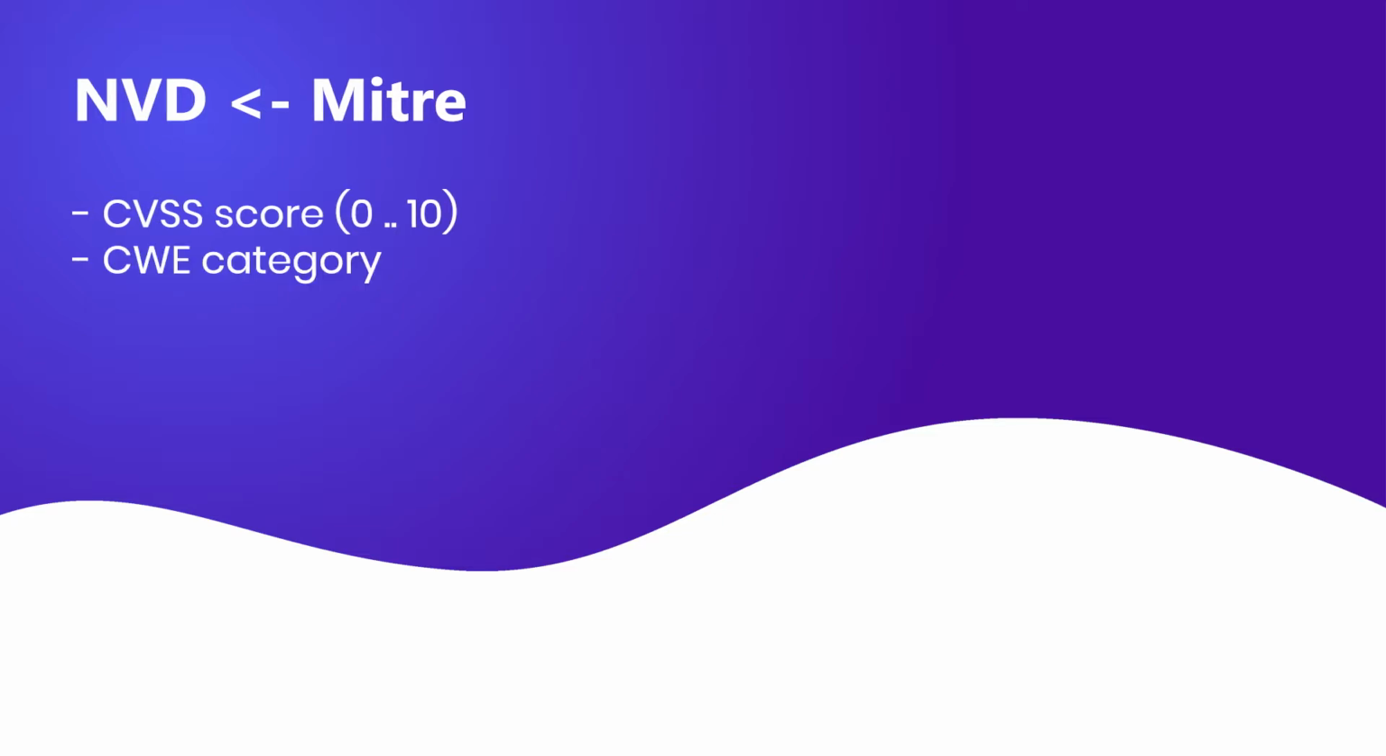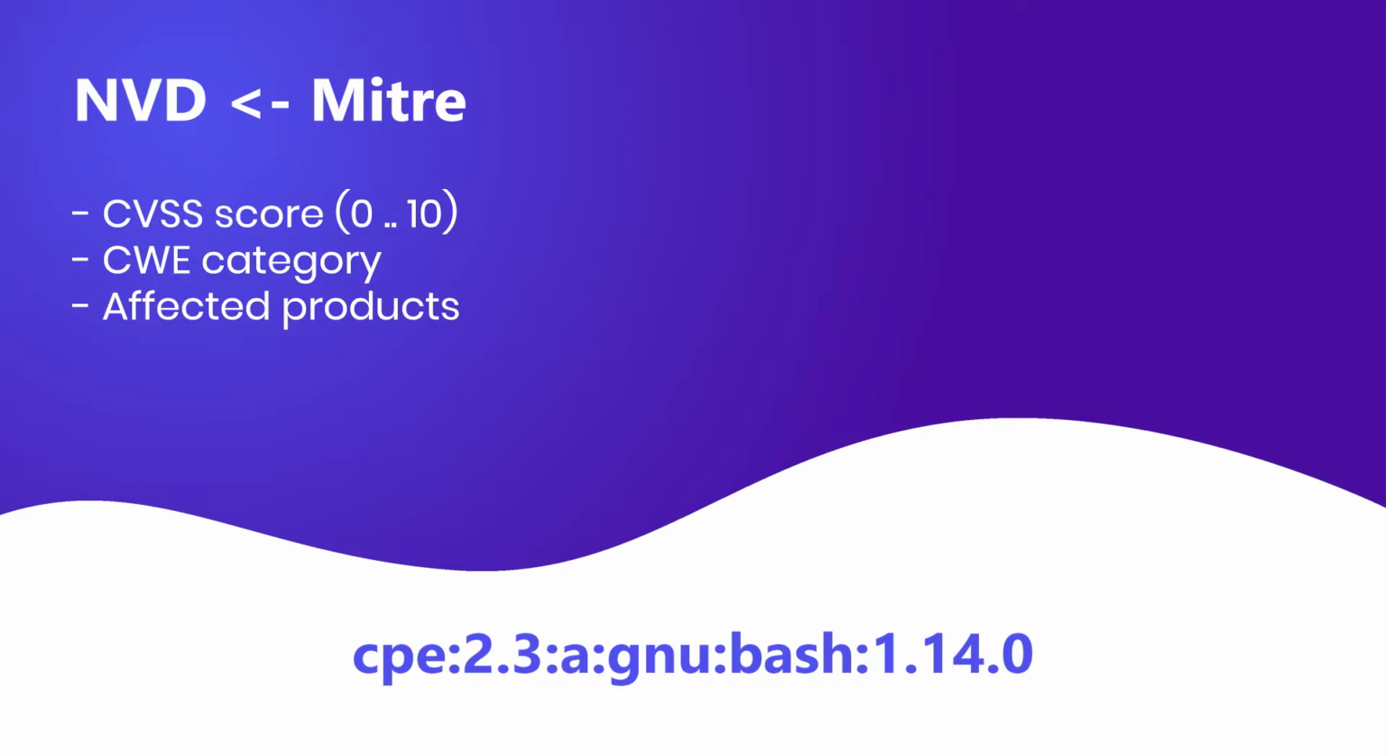The National Vulnerability Database, or NVD, gets data from Mitre, but provides additional information, such as the severity of the vulnerability given as a CVSS score between 0 and 10, where 10 is the most critical. A weakness category known as a CWE ID. A buffer overflow weakness is an example of a CWE category. And a list of affected products given as a CPE string.